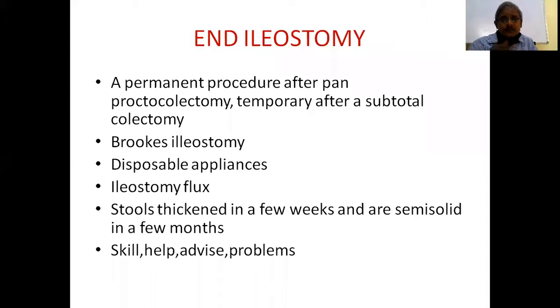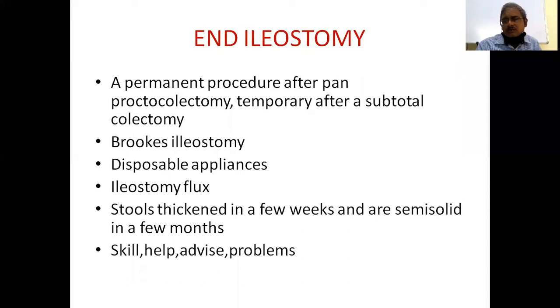Next, coming to the end ileostomy. End ileostomy is a permanent procedure, whenever you are doing a total proctocolectomy. After everything is removed, what else remains? The ileum has to be brought out. Or in abdominal perineal resections, we prefer colostomy. I am speaking about end ileostomy. End ileostomy is a permanent procedure after proctocolectomy, and it is a temporary procedure after subtotal colectomy.